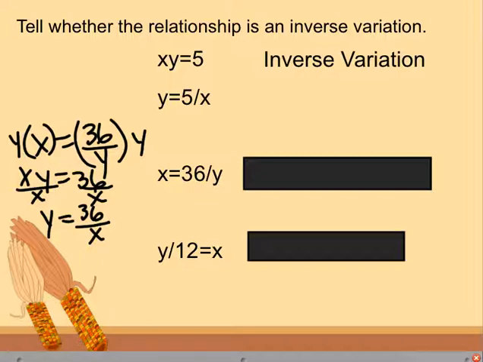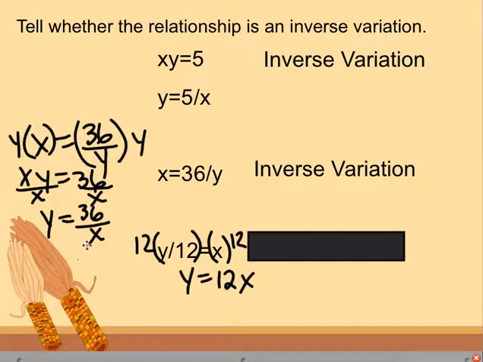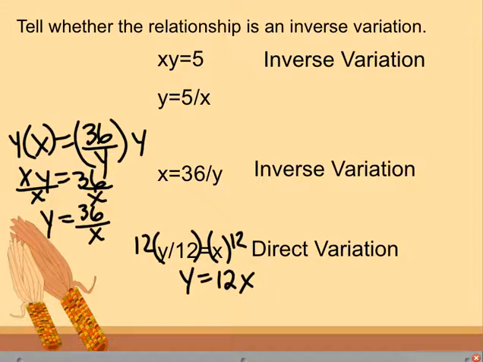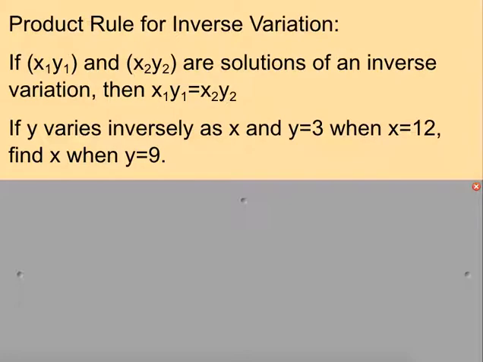And last one, we're going to multiply by 12. And we get y is equal to 12x. So in the middle one here, we get inverse variation because it's a quotient of the constant and x. In the second one, it's direct because it's the product of the constant and x.